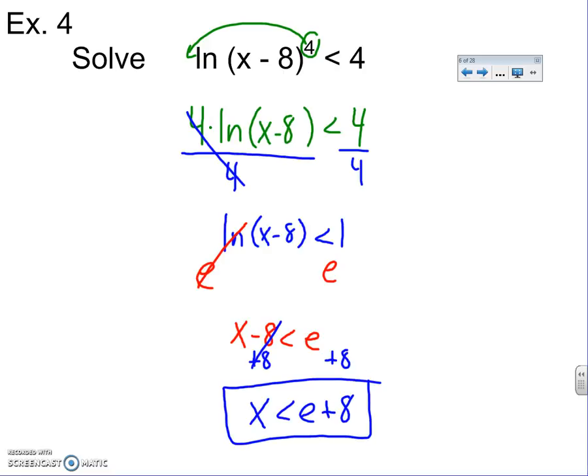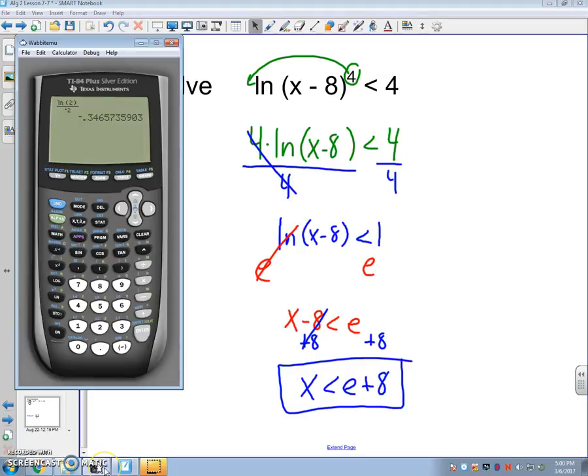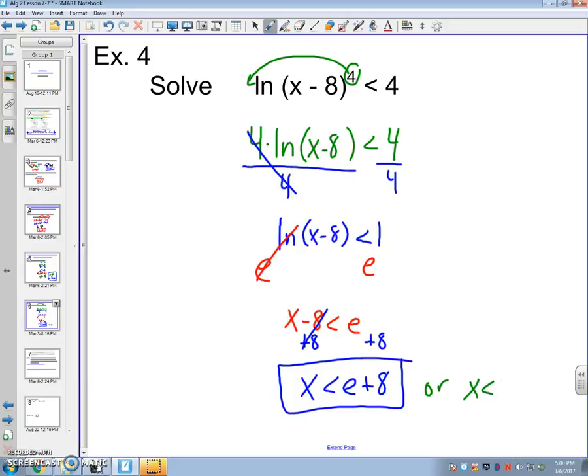That's our answer. Now, if you want the decimal, just type it in the calculator. Remember, e plus 8, so second e, plus 8, it should be 10.7183. All right, same thing.